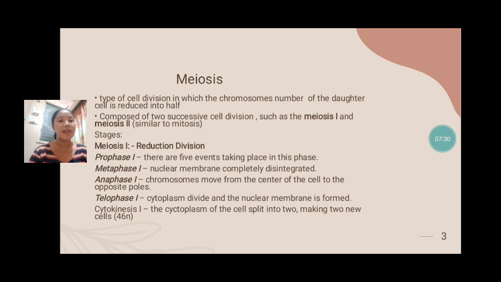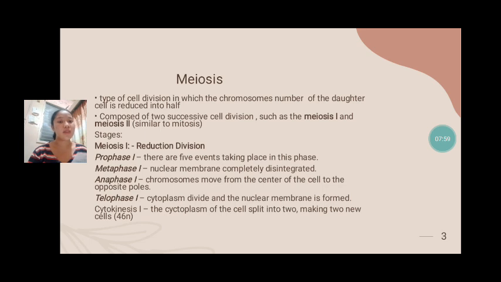So next is the metaphase. In metaphase 1, the nuclear membrane completely disintegrates. Meaning, the homologous chromosomes pair and align in the cell's equatorial plane. It is the same as what happens in mitosis.